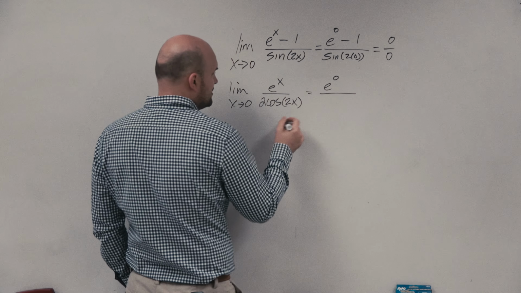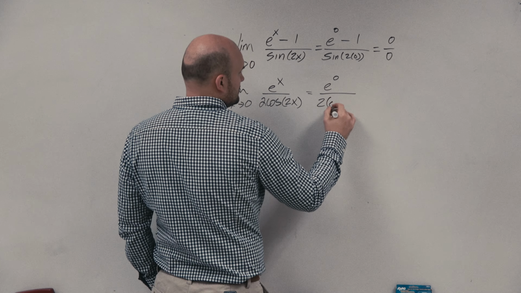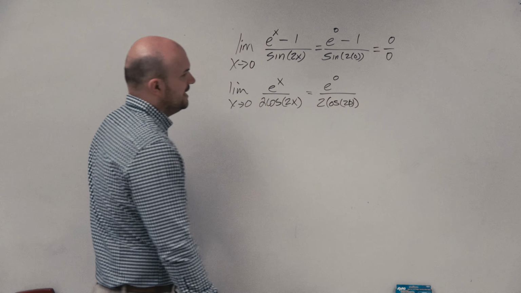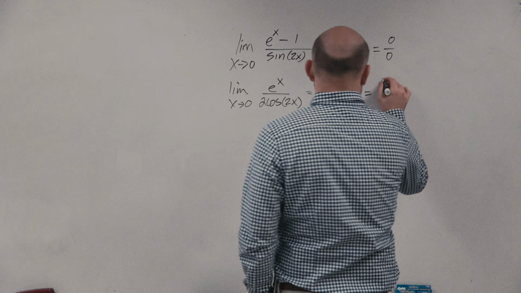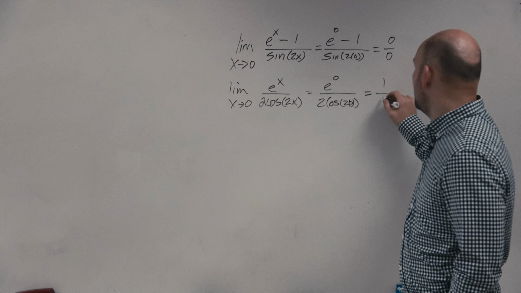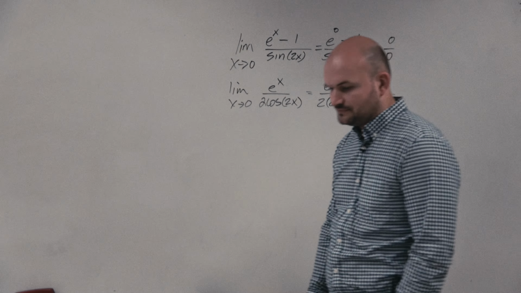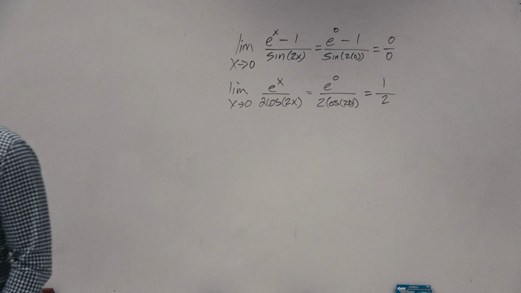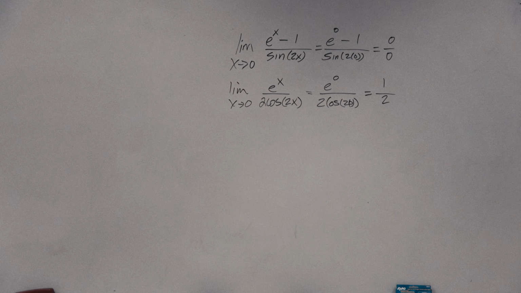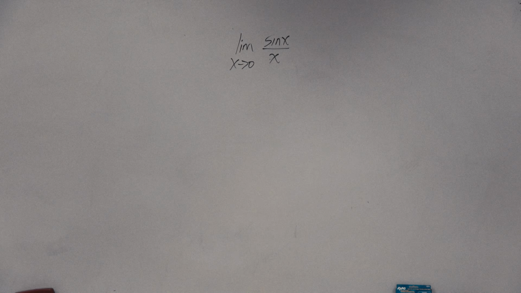So that's e to the 0 over 2 times cosine of 2 times 0. And e to the 0 is going to equal 1, over 2 times cosine 0. Cosine 0 is 1, so that's 1 over 2. So 1/2. It's not that bad, right?